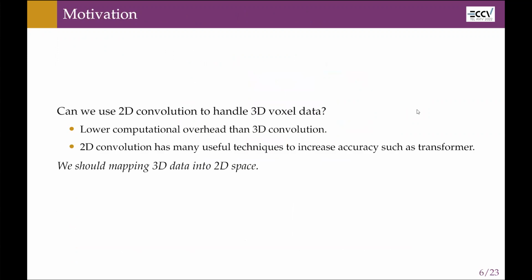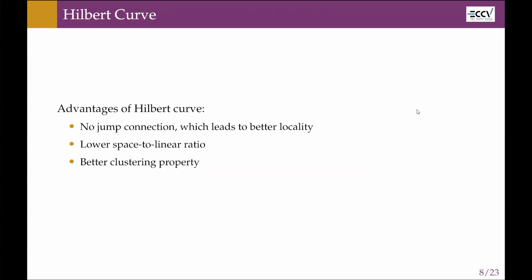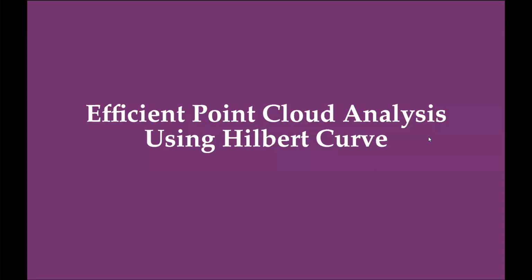In this work, we propose to use 2D convolution to handle 3D data, such that we have lower computational overhead and we can apply many useful techniques to increase accuracy, such as transformer. The question is how to map 3D data into 2D space. Here we apply the Hilbert curve. Firstly, the Hilbert curve has no jump connections, which leads to better locality. And also it has a smaller space to linear ratio with better clustering property.